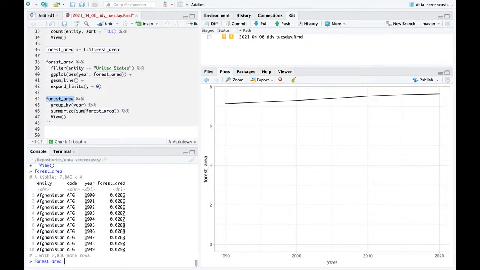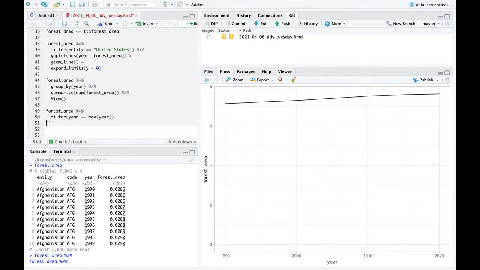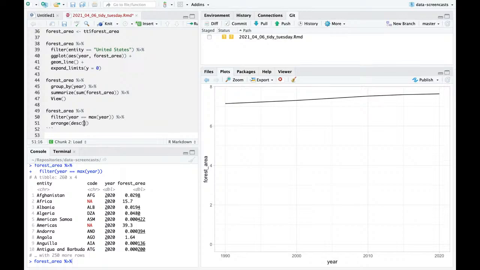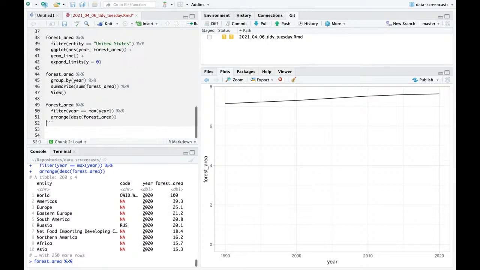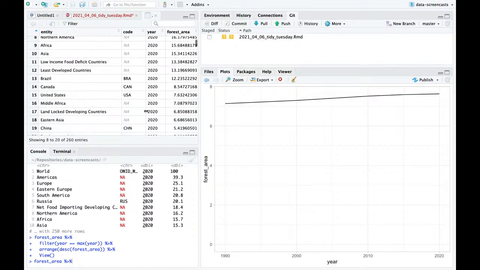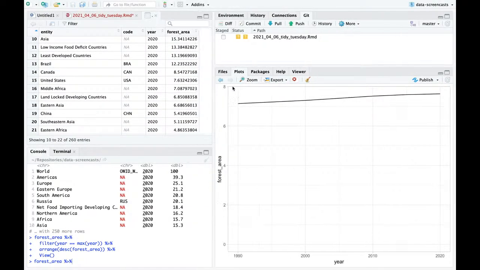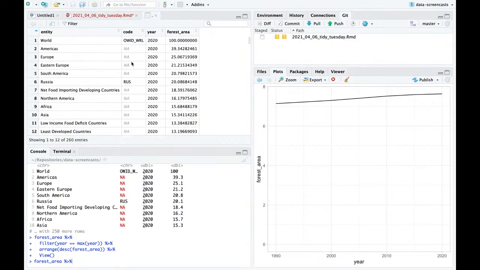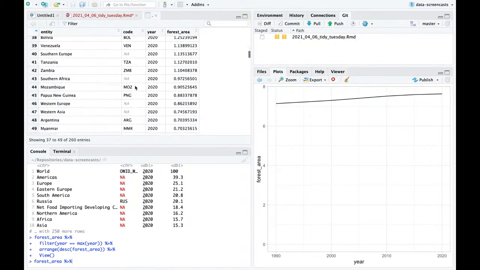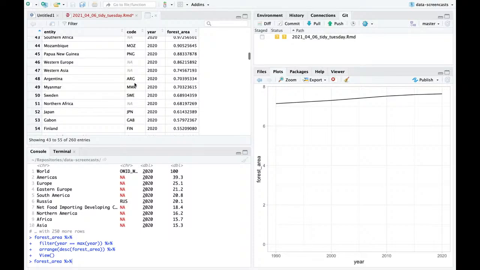So what are the biggest ones? I'm really just trying to understand what the data model is here. If I filter for year is max year, taking our last year in the data set, and arrange descending by forest area, yep, we have regions here that aren't countries. We have world, Americas, Europe, Eastern Europe, South America, Russia, etc. So we have ones that are continents, and only then do we have ones that, it looks like, mostly have country codes.